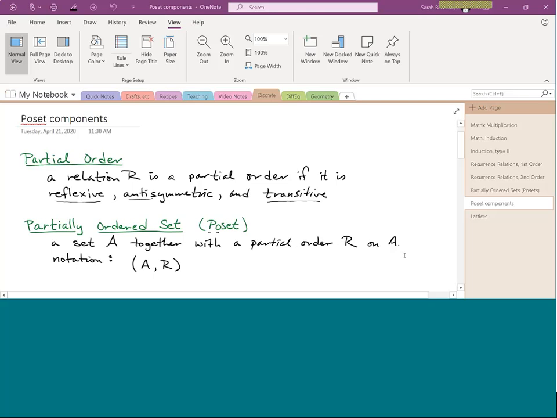One of the big things that we deal with posets is we look at the picture of the poset, and these guys are called Hasse diagrams.